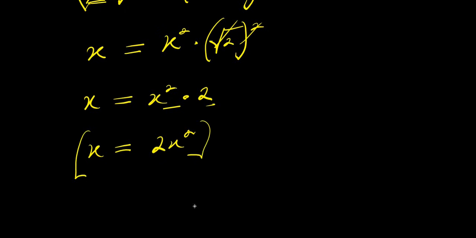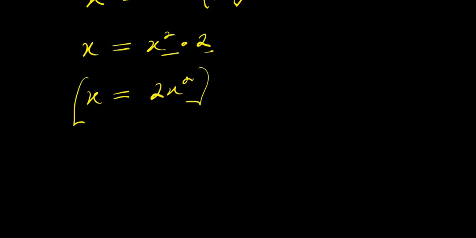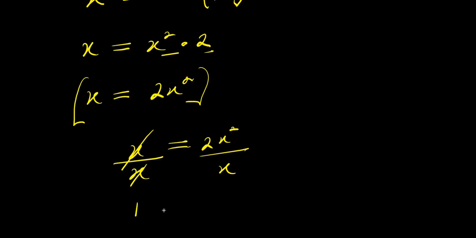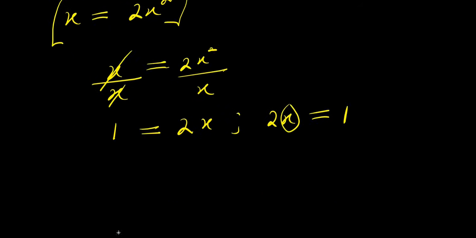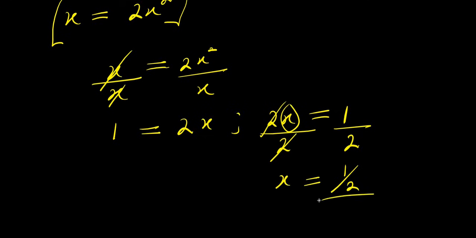Now we can decide to solve this. We have x equals 2x squared. I can divide this by x. Divide this by x. X eliminates x, that is 1, equals 2x squared divided by x, that is 2x. And from here, if I rearrange, I have 2x equals 1. I can isolate x by dividing this by 2. Dividing this by 2, 2 eliminates 2. We have x equals 1 over 2.